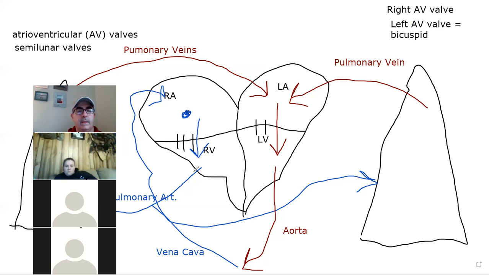Semilunar valves are right where the ventricle meets an artery, and it's to prevent blood flow from the artery back into the ventricle. So there's one on the right side at the pulmonary artery. We'll circle here. There we go. And there's one where the aorta leaves the left ventricle. Now, those are just named for where they are. So this is the aortic valve. And this one over here is the pulmonary valve.